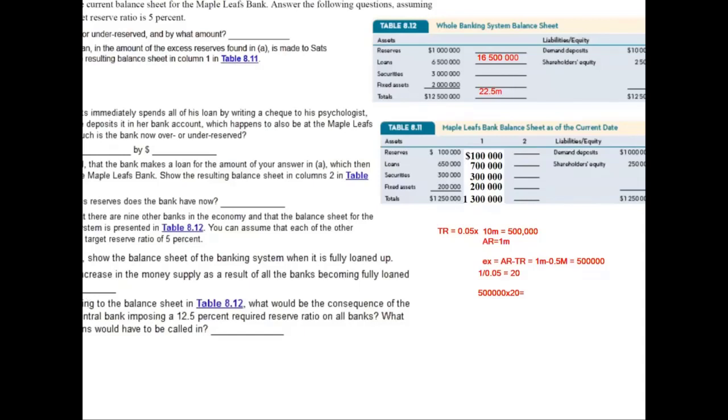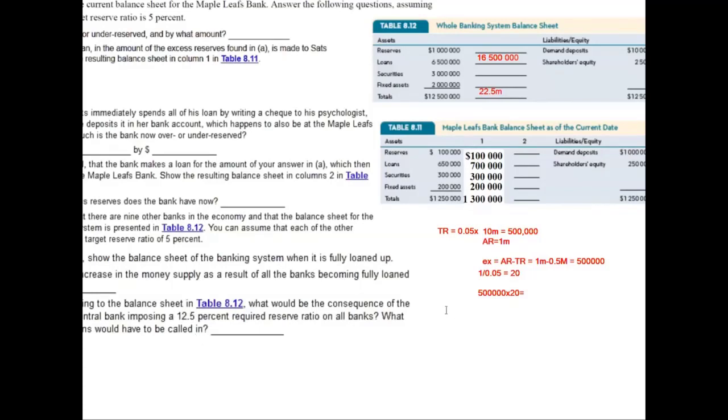Okay, now it's asking us to return to the balance sheet in table 8.12. Okay, so returning to the balance sheet in 8.12, what would be the consequence of the economy's central bank imposing a 12.5% required reserve ratio on all banks? What amount of loans would have to be called in?